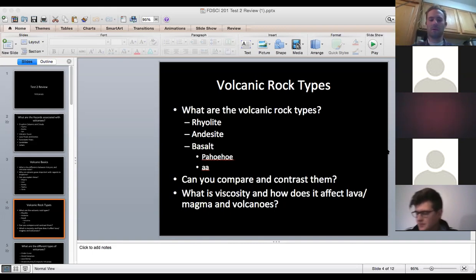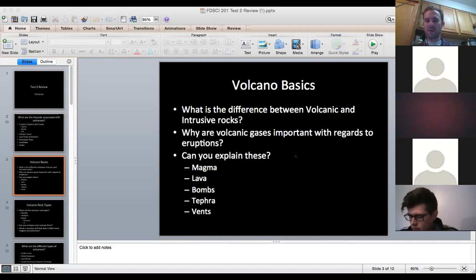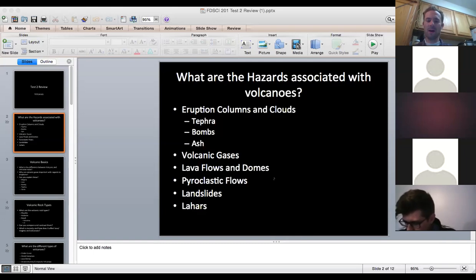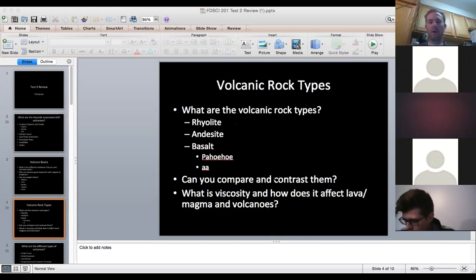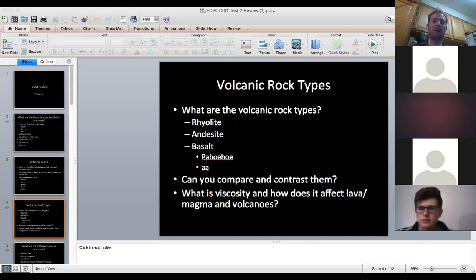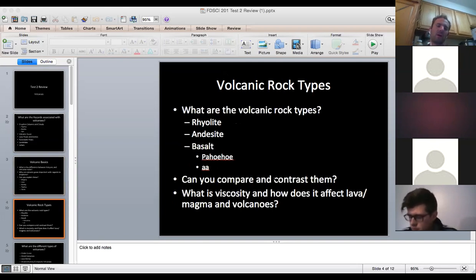Okay. Great. So we'll just keep going through a little bit of this for a few minutes. I'm also going to post this for you guys. Know the rock types: rhyolite, andesite, basalt, and where they come from. Remember, rhyolite and andesite kind of come from your composite volcanoes, and basalt is from your shield volcanoes. And remember, composite volcanoes are your stratovolcanoes, okay?